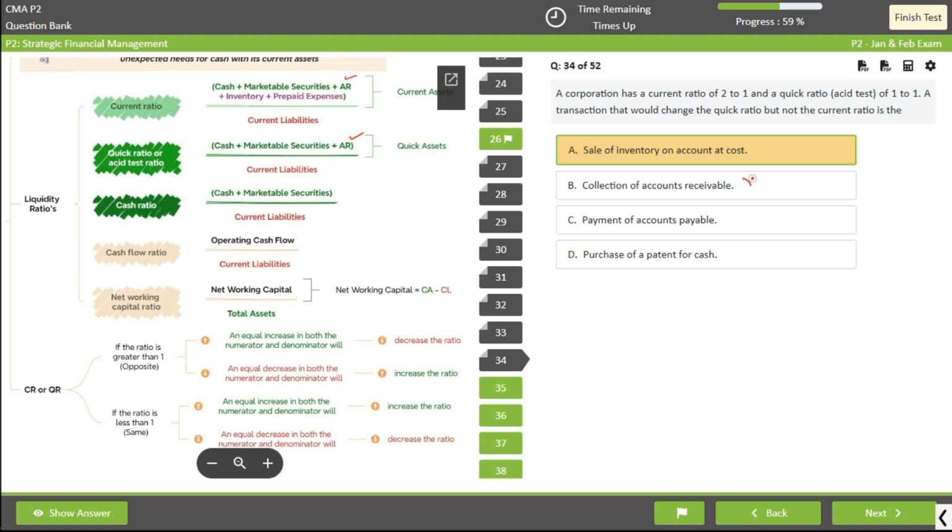So that's why this is the incorrect option, because they are asking the difference. Payments of accounts payable: if you are paying your accounts payable, what is going to happen? It is going to impact your current ratio and quick ratio. That's why this is the incorrect option. Purchase of patent for cash: if you are purchasing a patent for cash, it is going to have an effect on both the sides. That's why this is also the incorrect option.